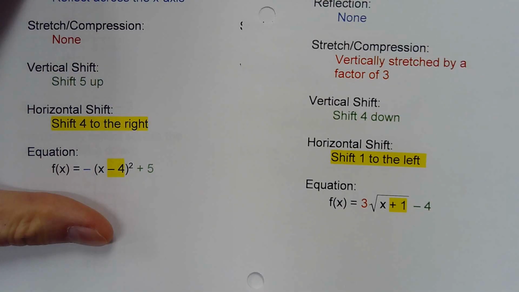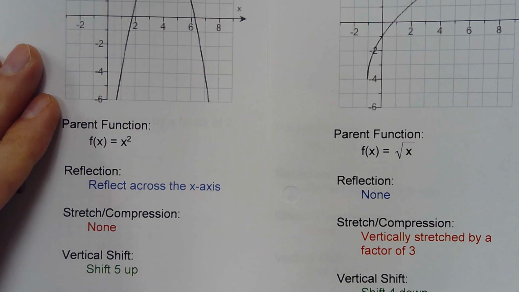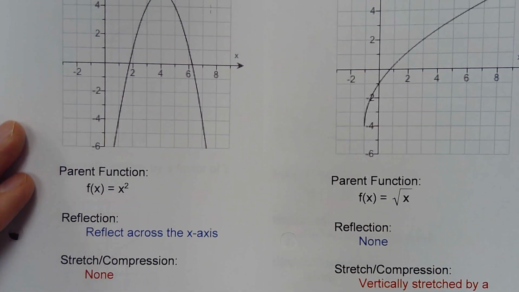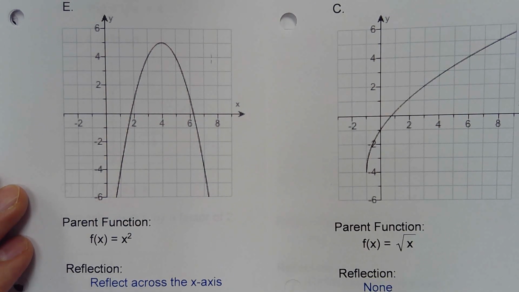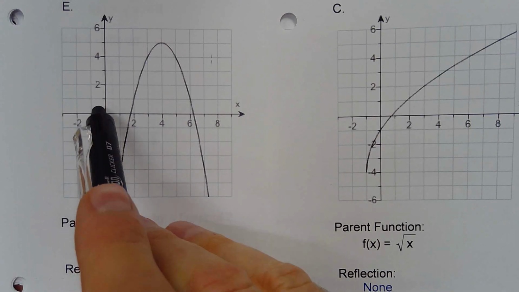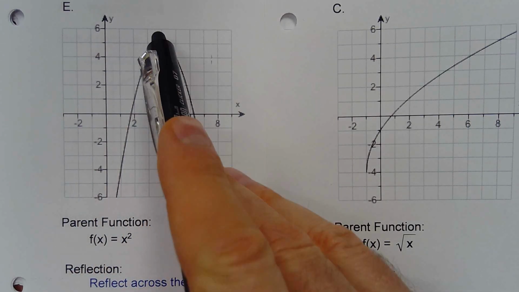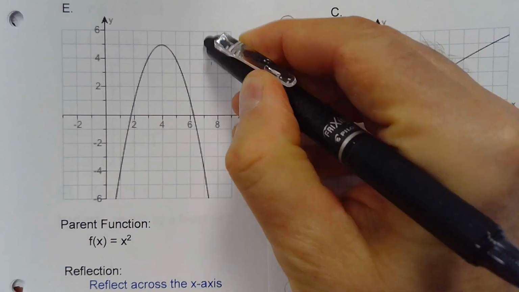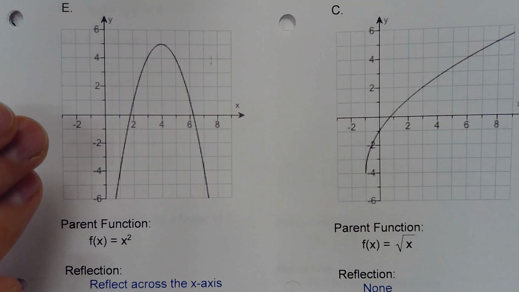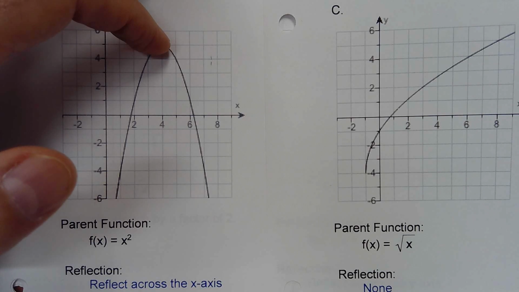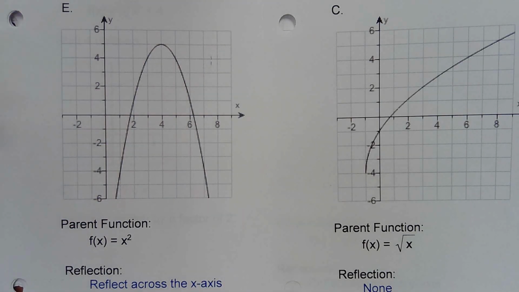All right, let's try E. So we're playing with the x squared function. So that's our parent function. We're shifted 4 to the right and up 5. And it's also reflected. So a is going to be a negative. But if we go down 1 over 1, there's no compression, shrink, or stretch.